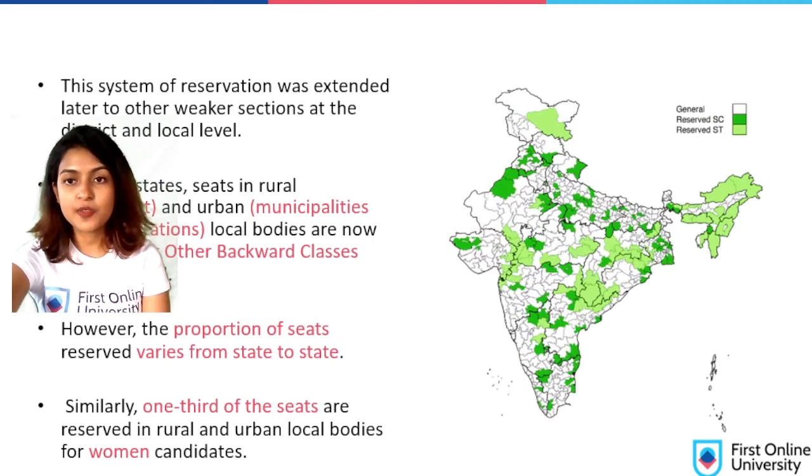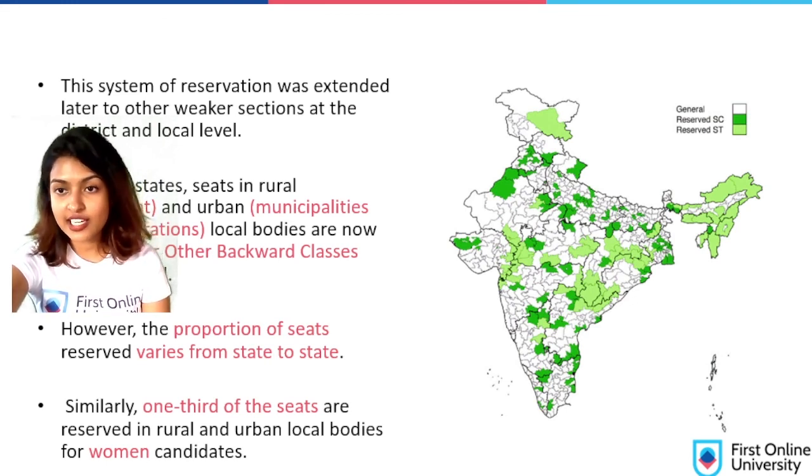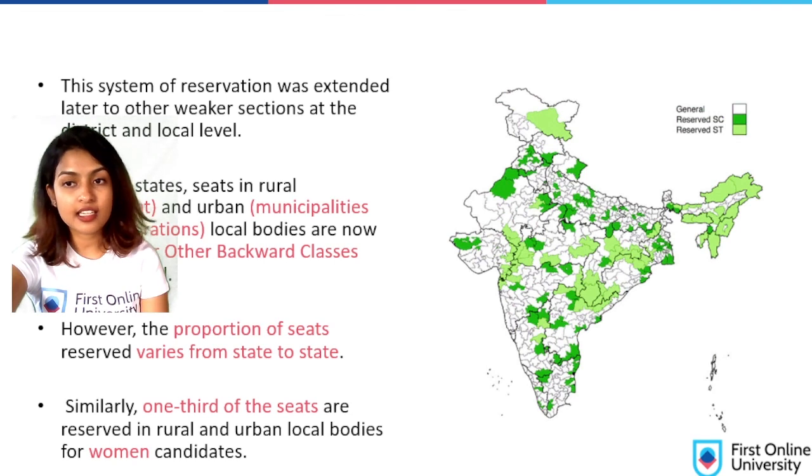So in this picture, in this map, the light green shaded portion is the constituencies that are reserved for the scheduled tribes, and the dark green is for the scheduled castes, and the white is for the general elections.